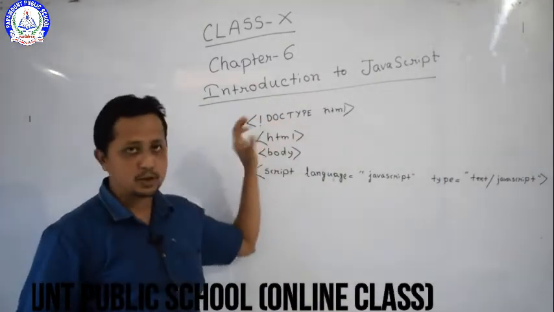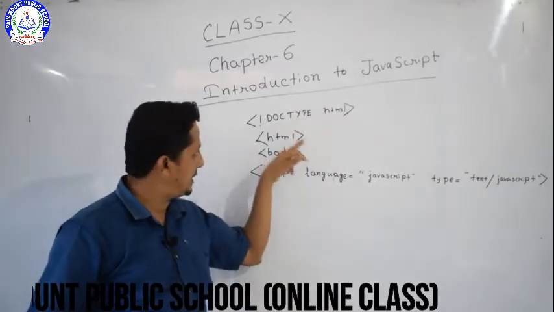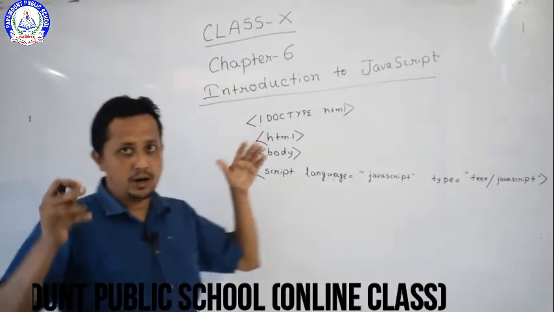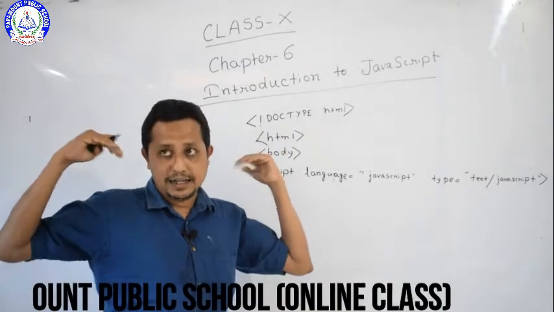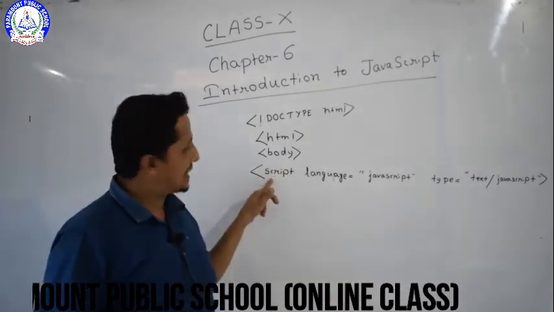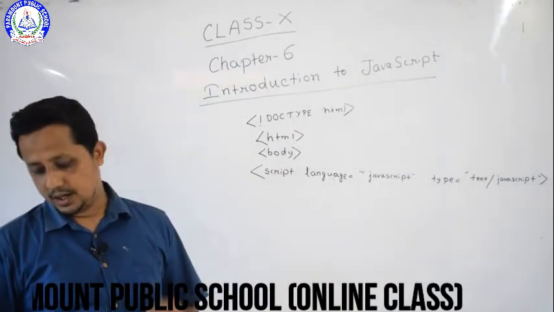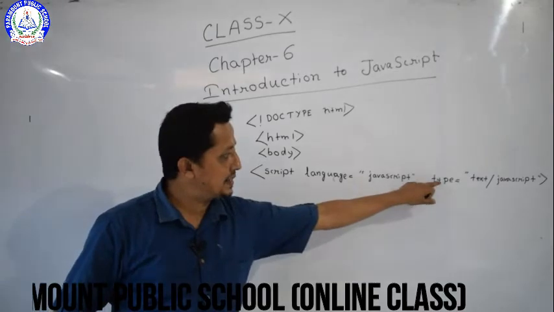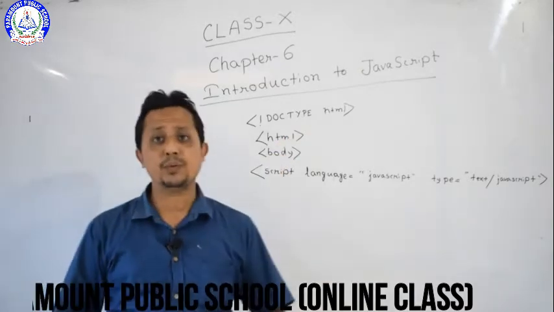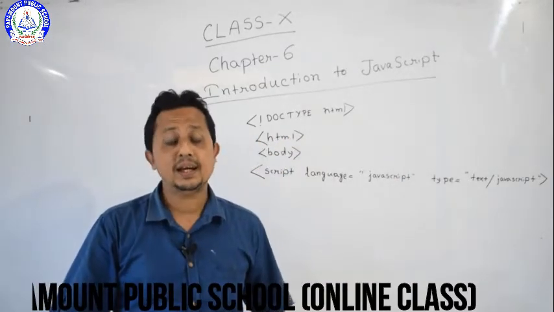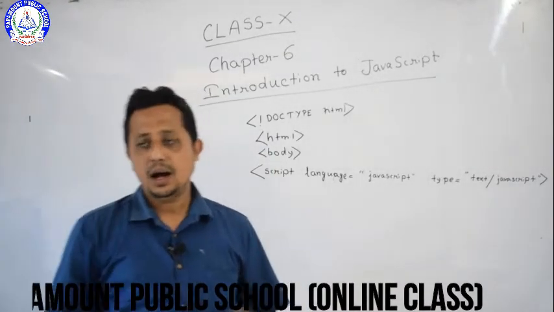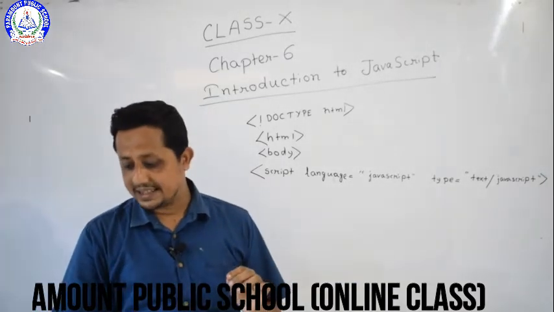Doctype HTML, then again only HTML. Body, because body means here will be the codes which will be interpreted in the browser, so we write inside the body. Then script language is equal to JavaScript, type is equal to text slash JavaScript. So basically this type of code we write in Notepad and we save it with extension .html.